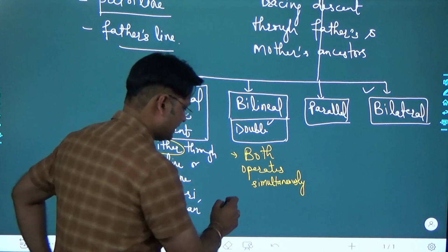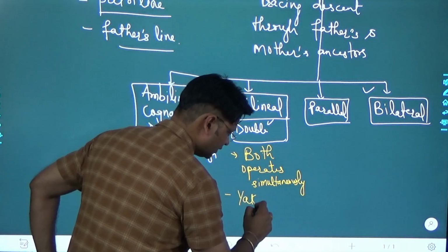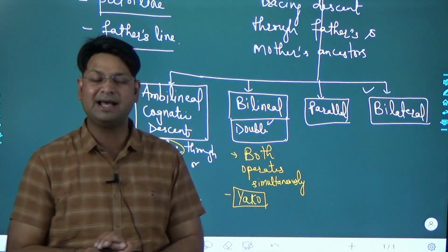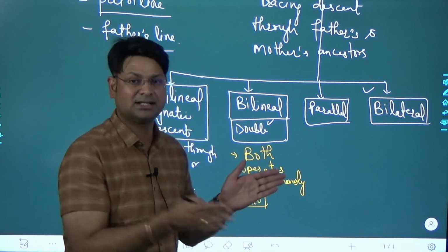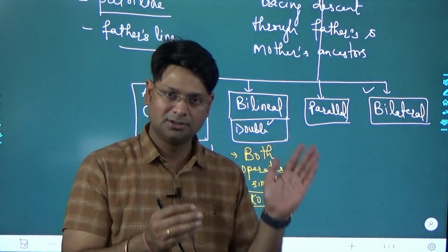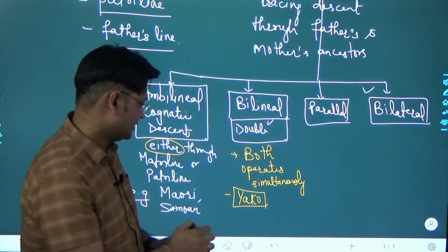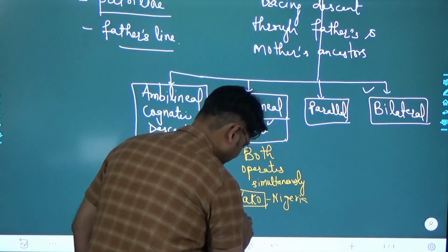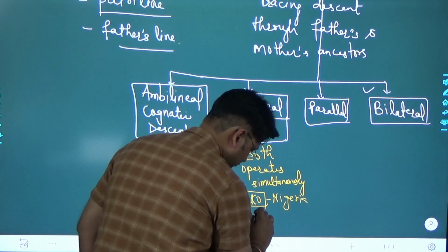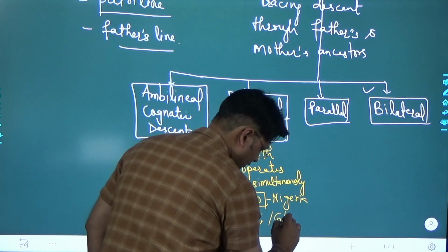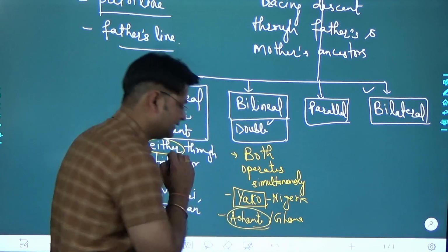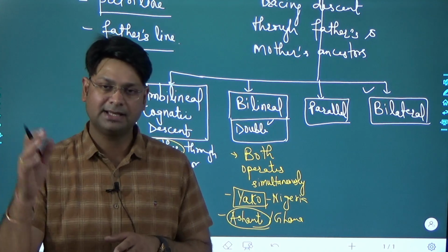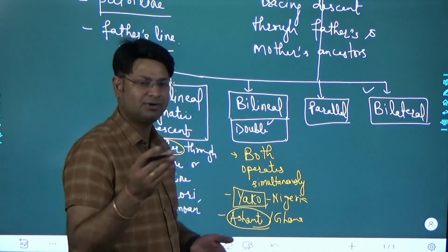In some societies like Yako of Nigeria, Yako is a patrilineal society, and here we see double descent or bilineal descent, you can say two lines are concurrently operating, father's line and mother's line, right? Similarly, Ashanti of Ghana is another example. Ashanti is a matrilineal society. Here immovable property is in the mother's line and movable and other things are in father's line.